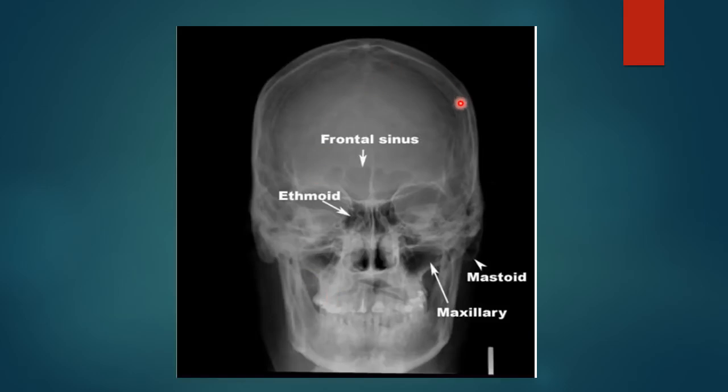Here is an example of Caldwell view showing bilateral frontal sinuses, ethmoid sinuses, and the maxillary sinus is also visible in Caldwell view.